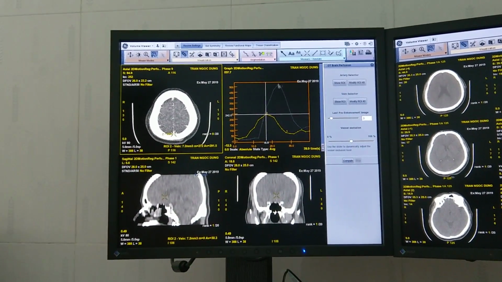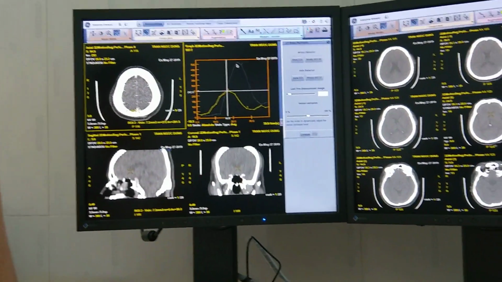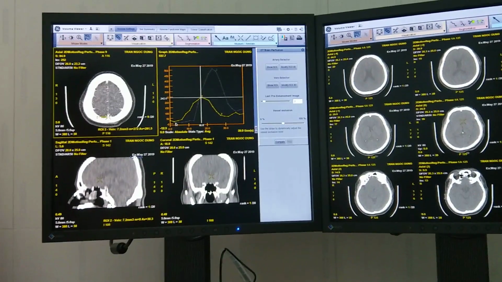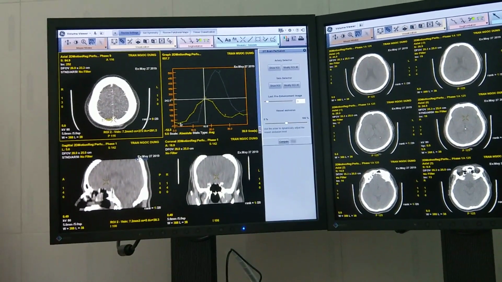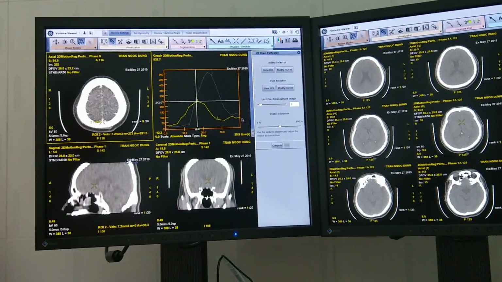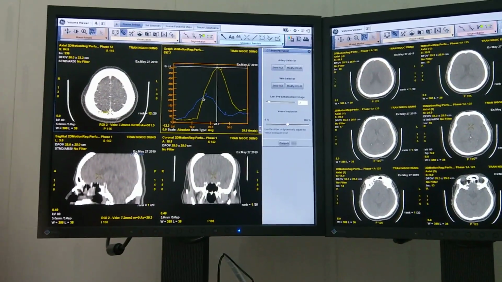Okay, don't look at the peak. Usually vein will become higher Hounsfield because it's a very big volume vein. So the first one come out is the artery. First enhance is artery. Second enhance is vein. Okay, this is vein. This is artery.